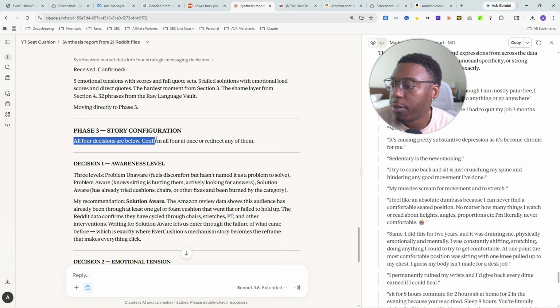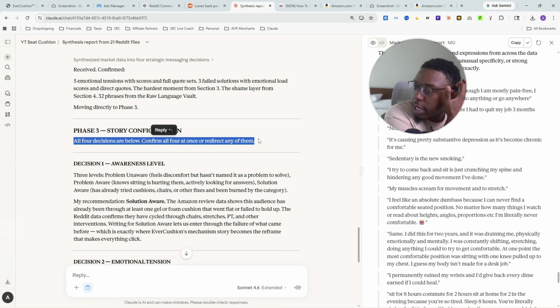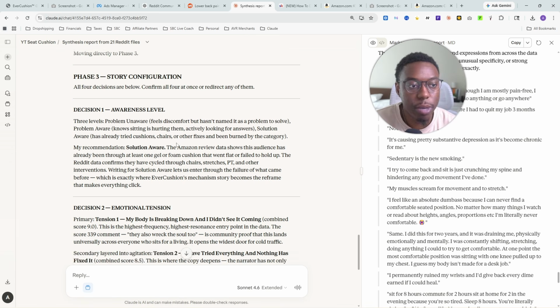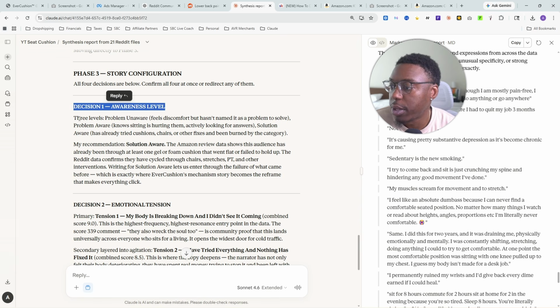All right, so all 4 decisions are below. Confirm all 4 at once, or redirect any of them. All right, so now let's start getting to some decision making here. So decision 1 is the awareness level. There are 3 levels, right?